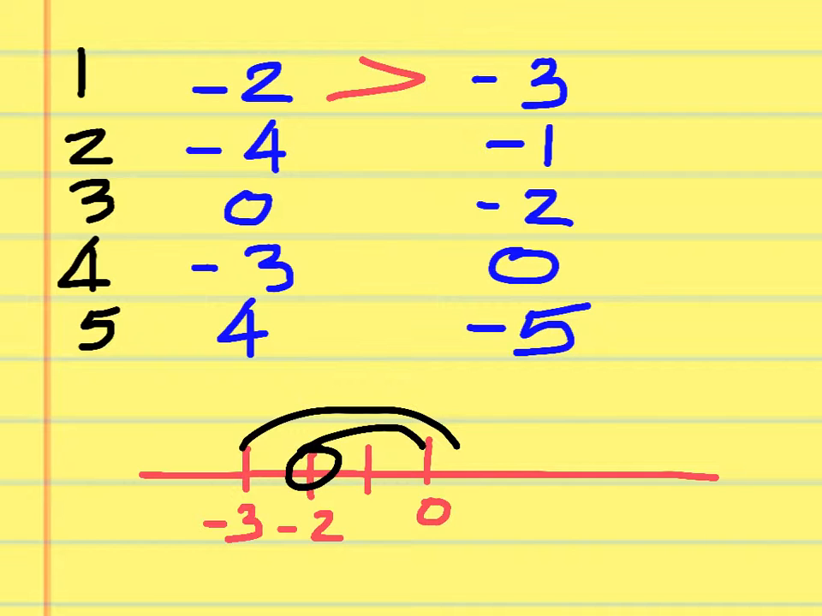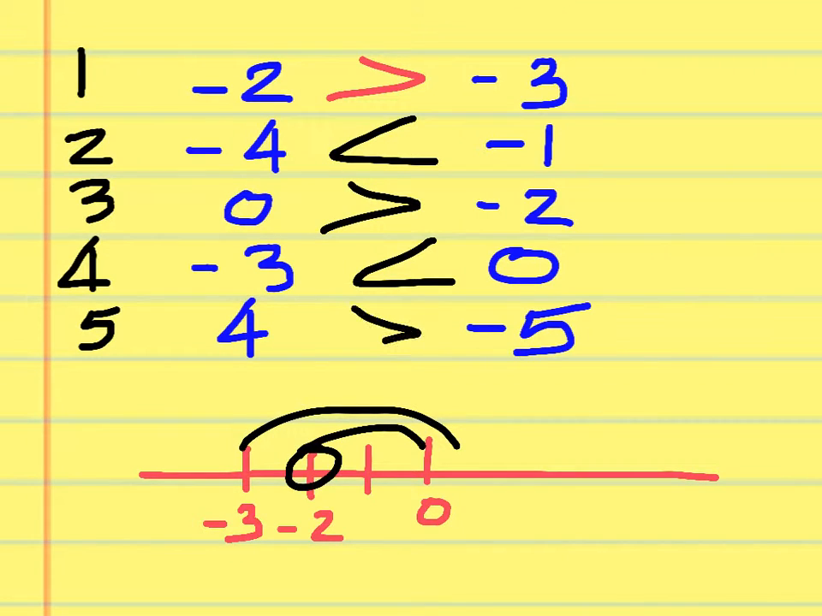Ward, what sign goes between negative 4 and negative 1? Less than is right. And Maynard, what sign goes between 0 and negative 2? Greater than. 0 is greater than. Mackenzie, what sign goes between negative 3 and 0? Less than is right. And Porter, what sign goes between 4 and negative 5? Greater than is right.